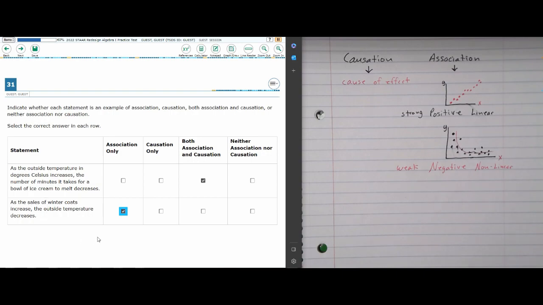Now if they had no relationship to each other, let's say this was swimming suits and the outside temperature decreases, in that case, I would say it's neither association nor causation. But because we do know that people use coats in the winter, I would say definitely if you have an increase in sales in coats, it's very likely that the temperature has dropped. But the selling of coats increasing did not cause the outside temperature to drop.